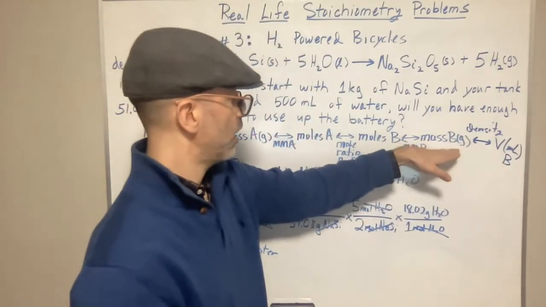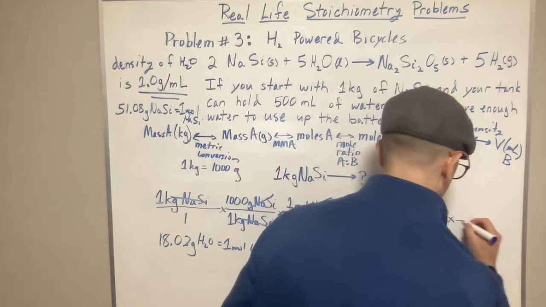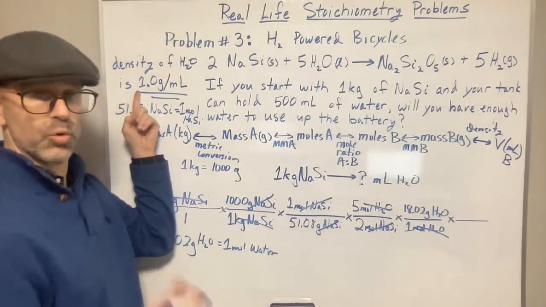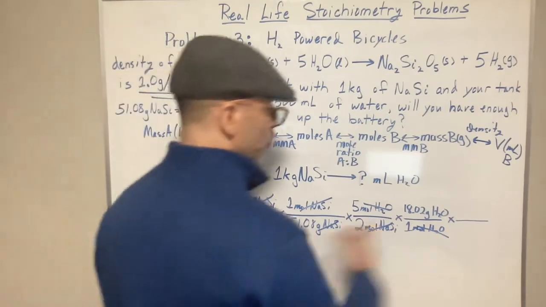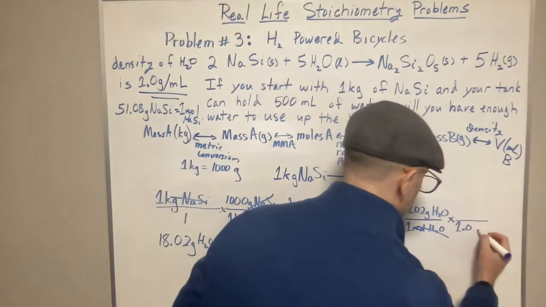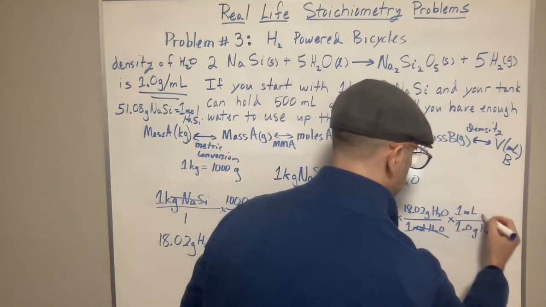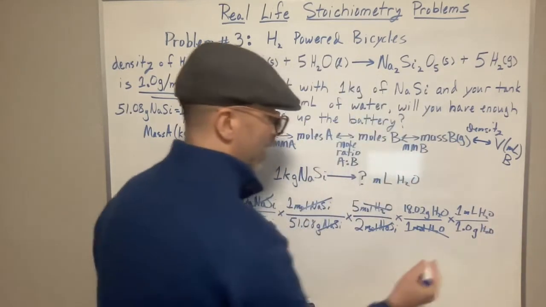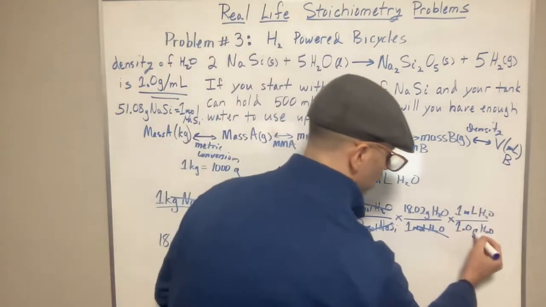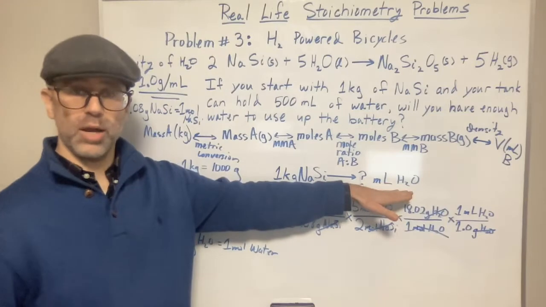I need to use the density of water. The density of water is 1.0 grams per 1 milliliter, so it's 1 to 1. Since I have grams of water on the bottom, I'm going to put 1.0 gram of water on top and 1 milliliter on the bottom... I mean 1 gram of water on the bottom and 1 milliliter on top. So grams of water cancels out, and now I have milliliters of water, which is what we want.